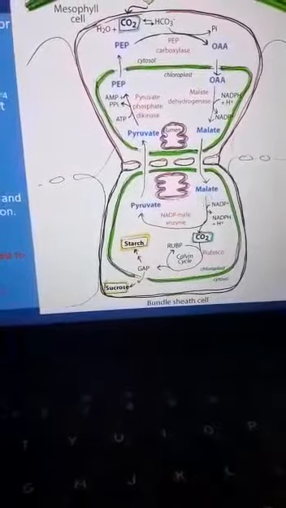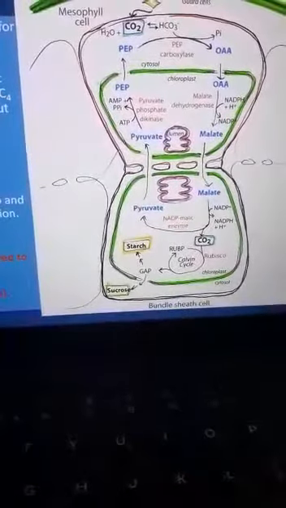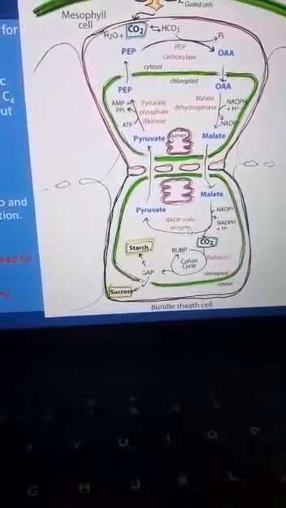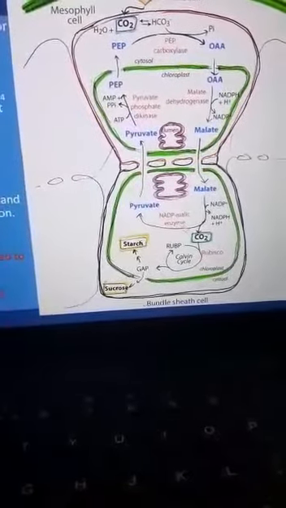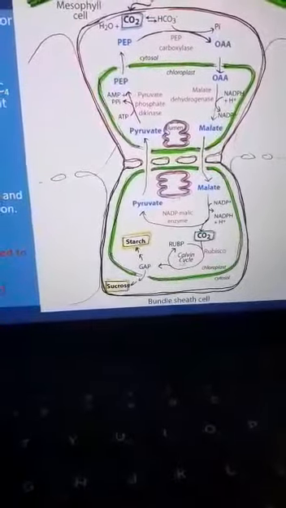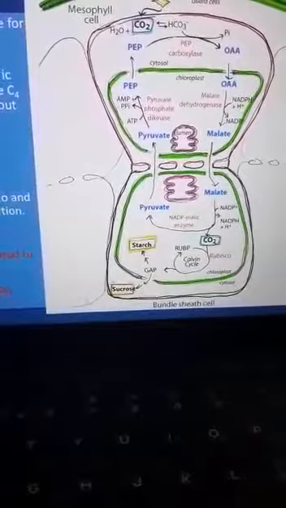I forgot to mention to you that the enzyme that decarboxylates the malate is called NADP malic enzyme here. That's very critical. You must know these enzymes. Now, the Calvin cycle takes place with the use of the CO2 which is coming from the atmosphere, by the way.